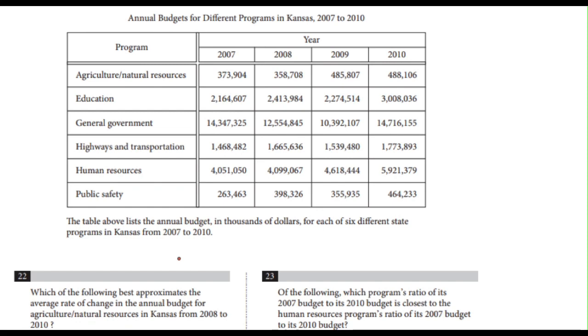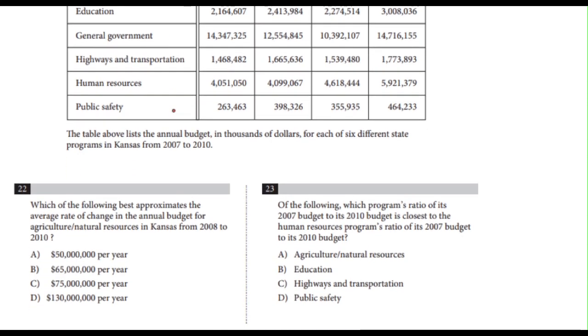The table above lists the annual budget in thousands of dollars for each of 6 different state programs in Kansas from 2007 to 2010. Both number 22 and 23 apply to this table. Number 22 asks, which of the following best approximates the average rate of change in the annual budget for agriculture/natural resources in Kansas from 2008 to 2010.